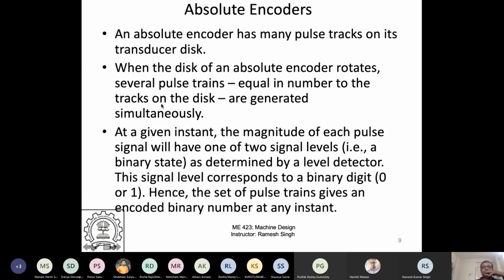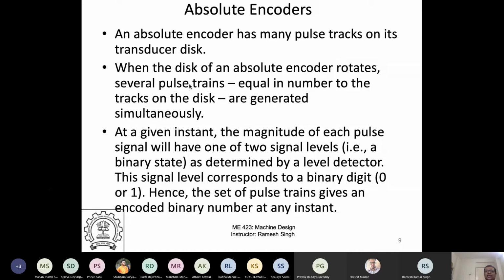So since I've explained it now, let me go through the absolute encoders. An absolute encoder has many pulse tracks on its transducer disk. So unlike incremental, where there is only one pulse track and one reference, when the disk of an absolute encoder rotates, several pulse trains equal to the number of tracks are generated. So you generate basically a bit code, right? So you have a binary 4 or 5 digit number, whatever the number of tracks are, you will get that many digits of binary code.